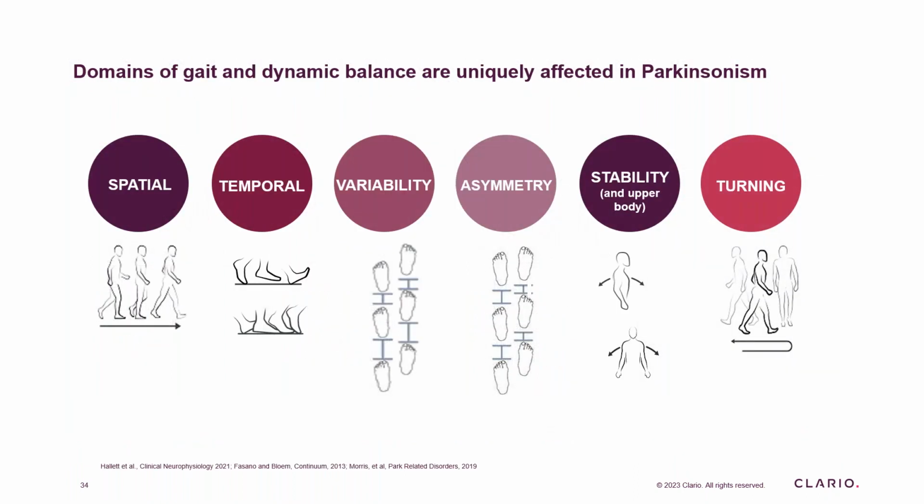So why would we want to instrument gait, right? Well, gait is not just gait speed, right? When you instrument it, you can look at various domains of gait and dynamic balance that are uniquely affected in different Parkinsonian indications. Next slide, please.